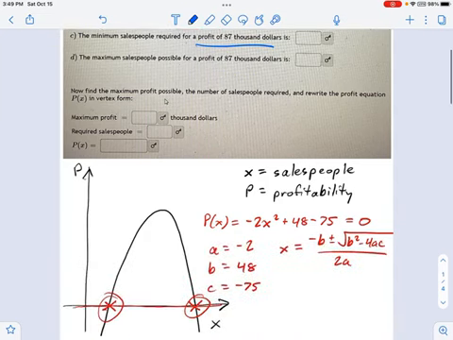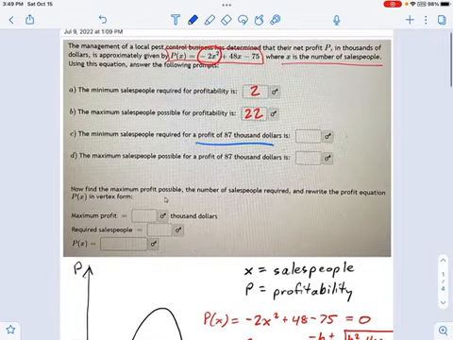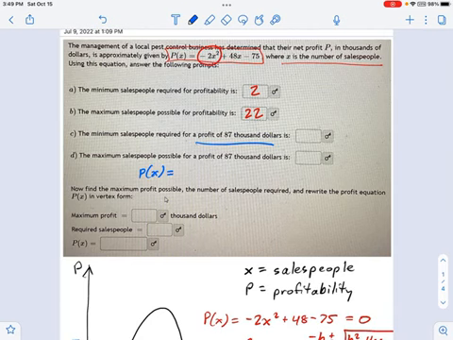So I'm saying it's not enough to be profitable. I want to hit a certain level of profitability called 87,000. So we set this equation equal to 87,000. P of x equals negative 2x squared plus 48x minus 75 equals 87. Well, they're all in thousands, so 87,000.